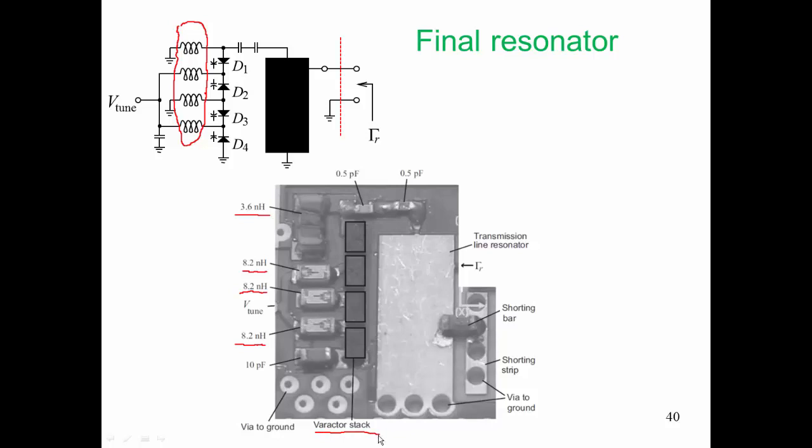These diodes are available in surface mount form. The capacitance on the top here, which acts as a DC block but also provides some adjustability, are these 2 half picofarad capacitors across the top. Our wide transmission line, which we could call the transmission line resonator, but it's really part of the overall resonator, is shown there. And the connection to the active network is through that point there. And that is the gamma R that we're simulating, and it'll also be the gamma R that we measure.